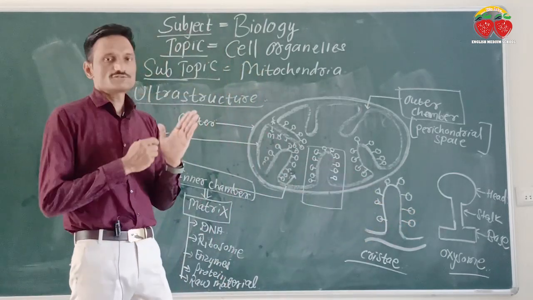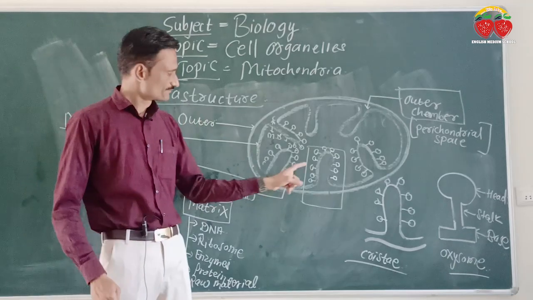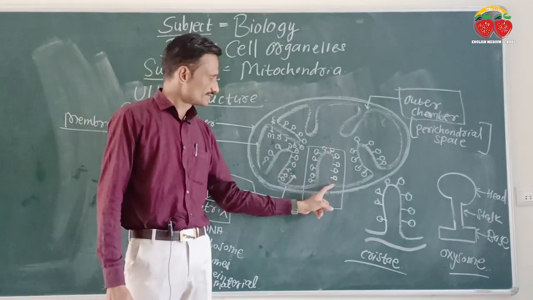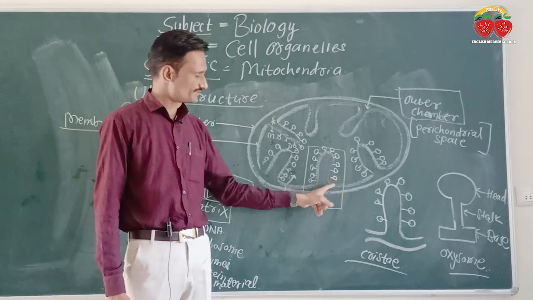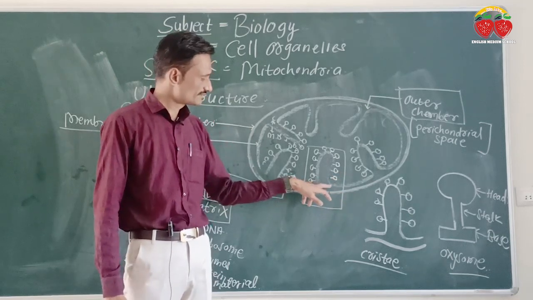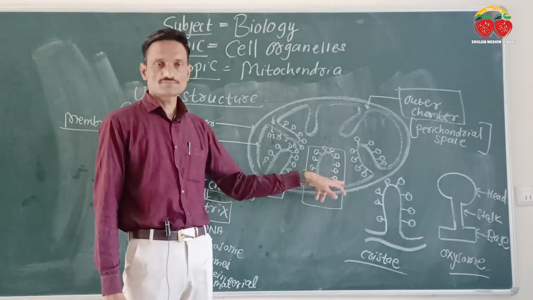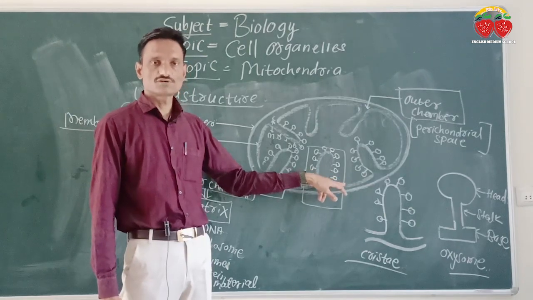So oxidative phosphorylation takes place near the F1 particle, at the base of the F1 particle. This inner membrane has the number of essential enzymes required for the ETS.